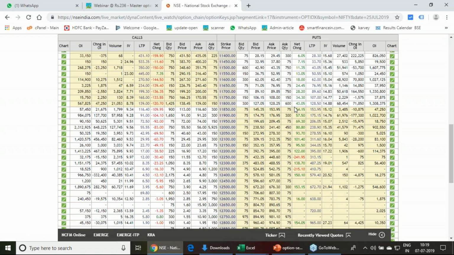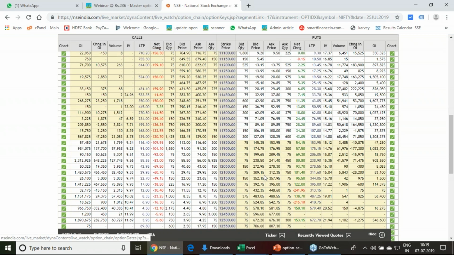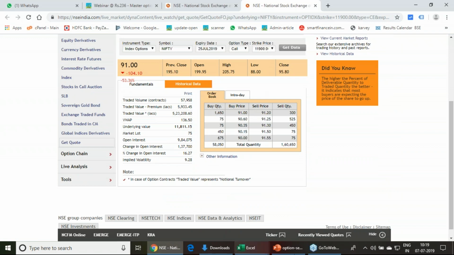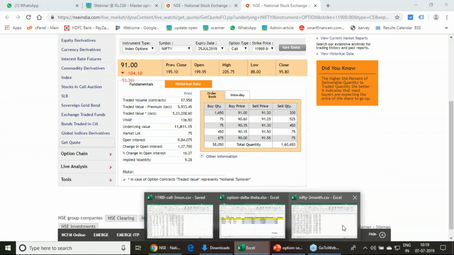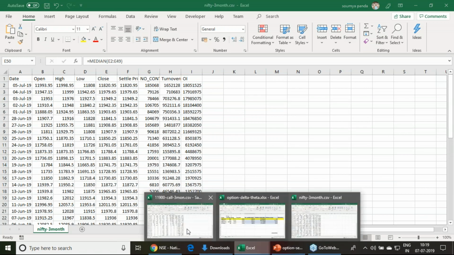So it is the mathematics. It is not going to cry also. So 11,900. So this is the 25th July expiry, and we are going for the 11,900. So 11,900 call options. So here too, I think I have wrongly put here 11,900 call.